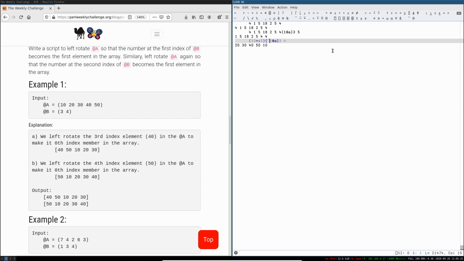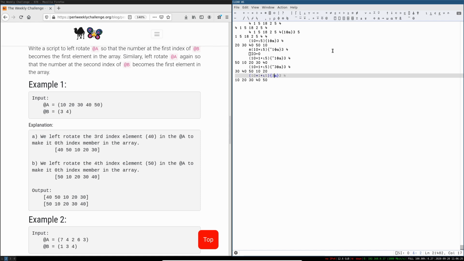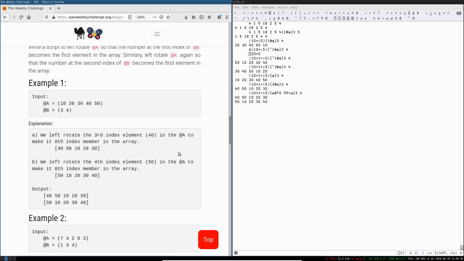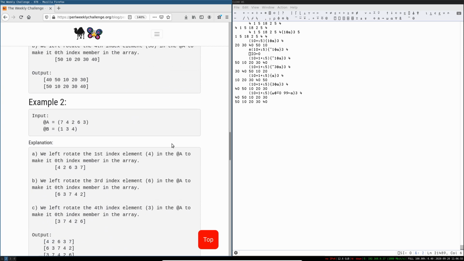Left rotate. Oh lord, okay, well I'll make index origin 0 just to fit with their thing. Oh, sorry, no, the fourth element, element 3. So is that just a 3 rotate? Uh-huh. And then left rotate the fourth element to make it the 0th index number. Oh, and then output both. So that's just omega rotate rank 0, 99 alpha. Yep, it's nice when it's basically built-ins.